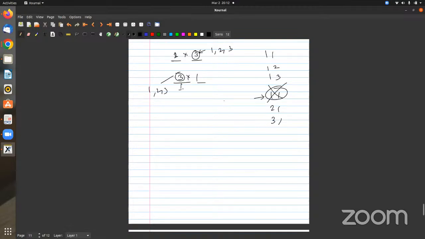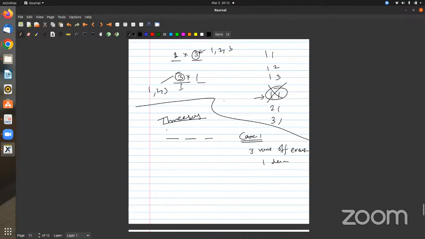So this is the mistake I'm doing. So it's a combination display. Okay. So this logic, if I wanted to apply for 3 balls, and at least 1 delivery. So I have 3 balls here. So first case, what I'll define is 3 runs of exactly 1 delivery. So I'll fix my first position where I'll score 3 runs.